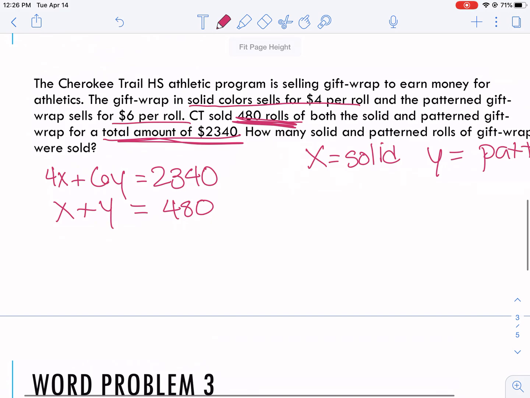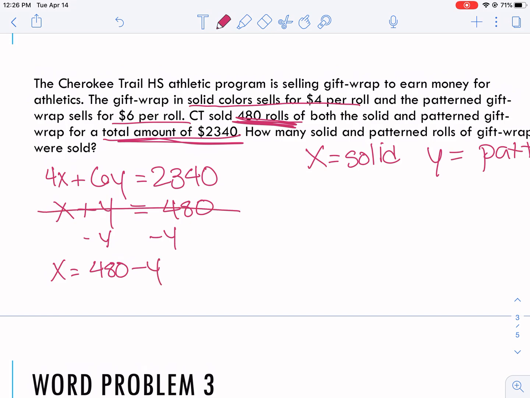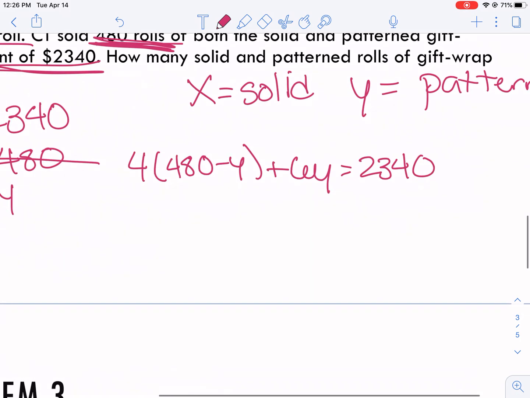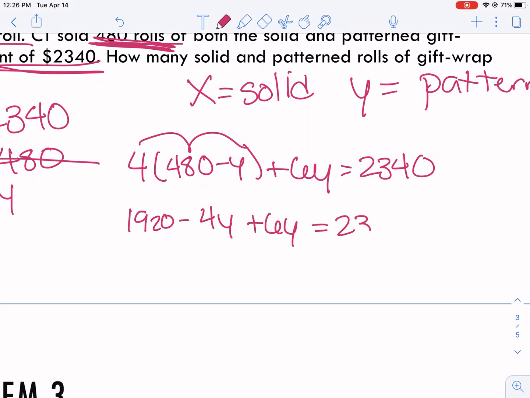So here, you could do substitution or elimination. Let's do substitution. So I'm going to get x on its own. So x equals 480 minus y. So we're not going to use that equation anymore. We're not going to use this one. So I'm going to plug it in up here. So 4 times 480 minus y, not equals, plus 6y equals 2,340. Okay. So now we're going to distribute, and hopefully you have some kind of calculator out because I do not expect you to do this in your head.